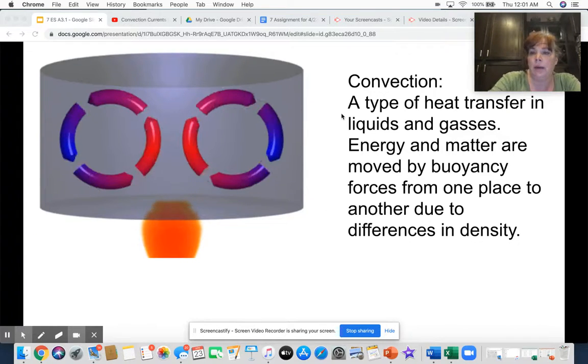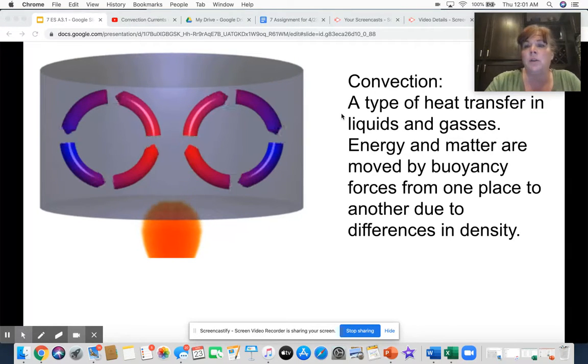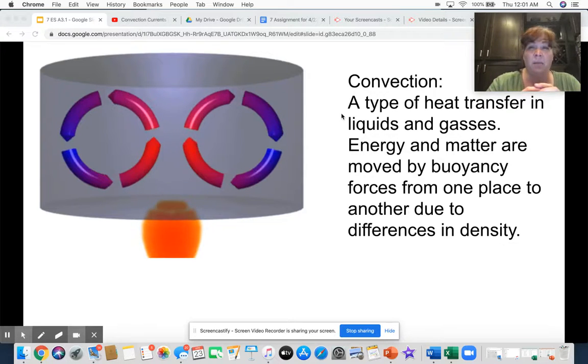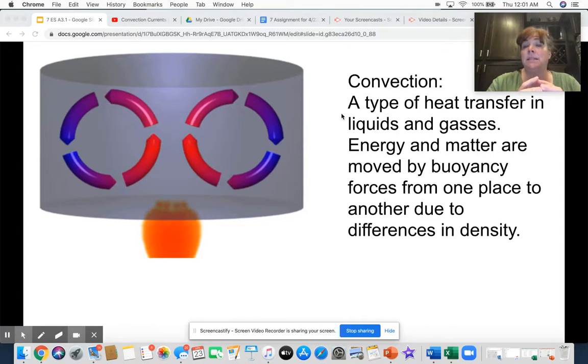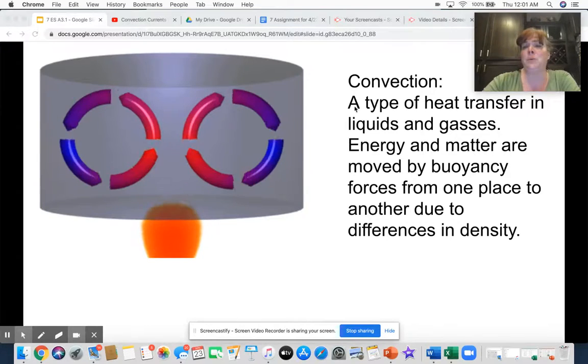So we know what happens when we transfer thermal energy into a material. It makes the molecules move faster and farther apart. So if I have cold water and I heat it up, the heated part of the water is going to absorb that thermal energy, and the molecules in that hot part of the water are going to move farther apart, and because it takes up a little bit more space, it's going to be less dense, okay? And so it's going to rise.